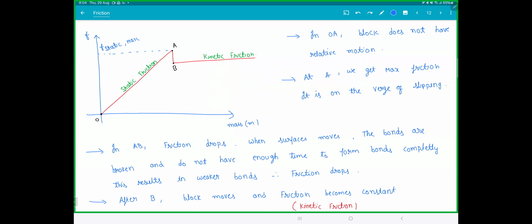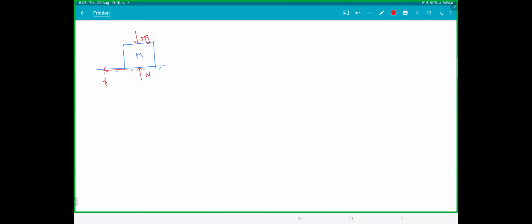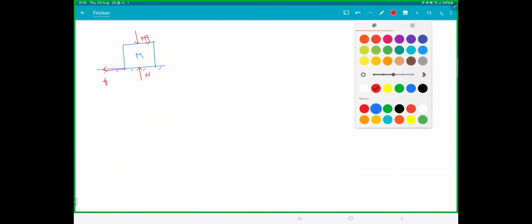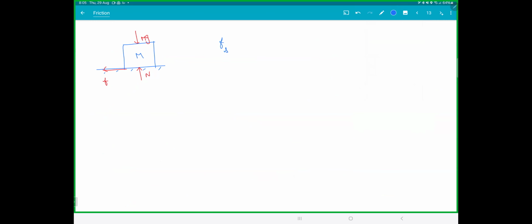So now, from all these conclusions, finally, we try to get the magnitude. Like I said, again, experimentally, we derived this. So when the block M is there, and when you're applying forces, this was the normal reaction. And what people observed, this maximum frictional force, we call it F static max. The word static means when there's no slipping. This is the maximum friction before slipping.